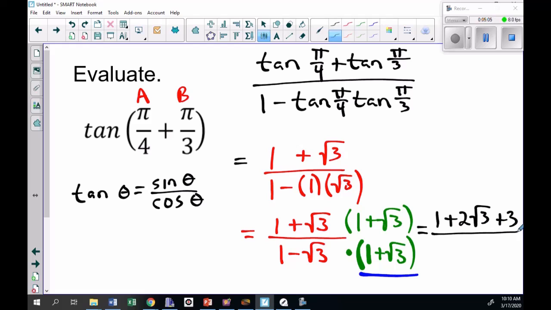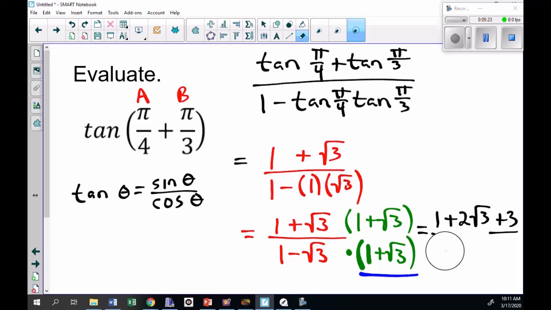Now in the denominator, this is a difference of squares, so it's going to end up being 1 times 1, and then square root of 3 times square root of 3, so I'm going to get negative 3. Now unfortunately, again, space is at a premium here, so I'm going to go and erase this.